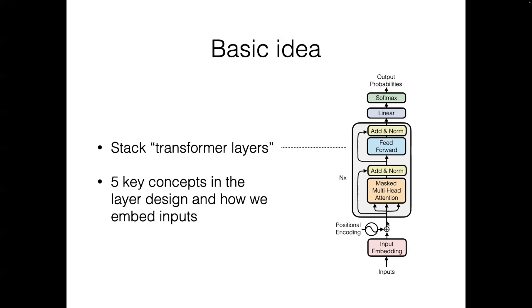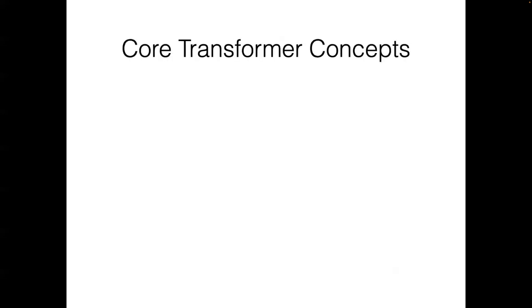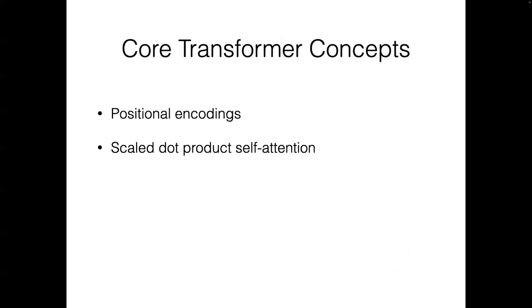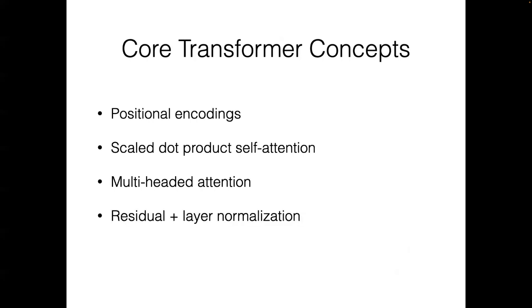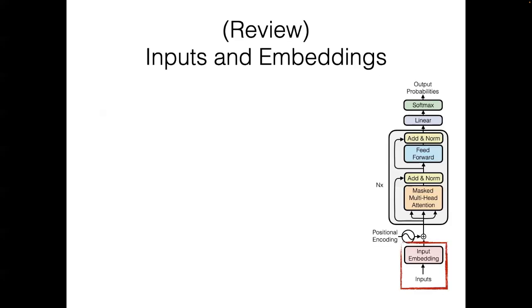And there's really five key concepts to do this. The first is called positional encodings. The next two have to do with how you design the attention. The next one is called residual connections and layer normalization. And then finally, the feed forward layer. So we'll go through each one of these one by one, so you don't have to understand it from just these bullet points.